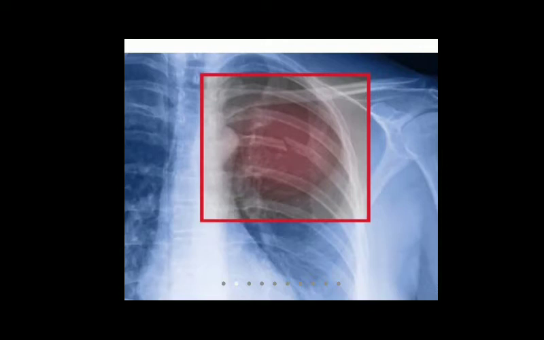Immediate decompression by putting a wide-bore needle. Which area? Into the second intercostal space, sir, in the mid-clavicular line. Very good. So it is a life-threatening chest injury. It needs immediate decompression, and subsequently intercostal tube drainage. Clear?